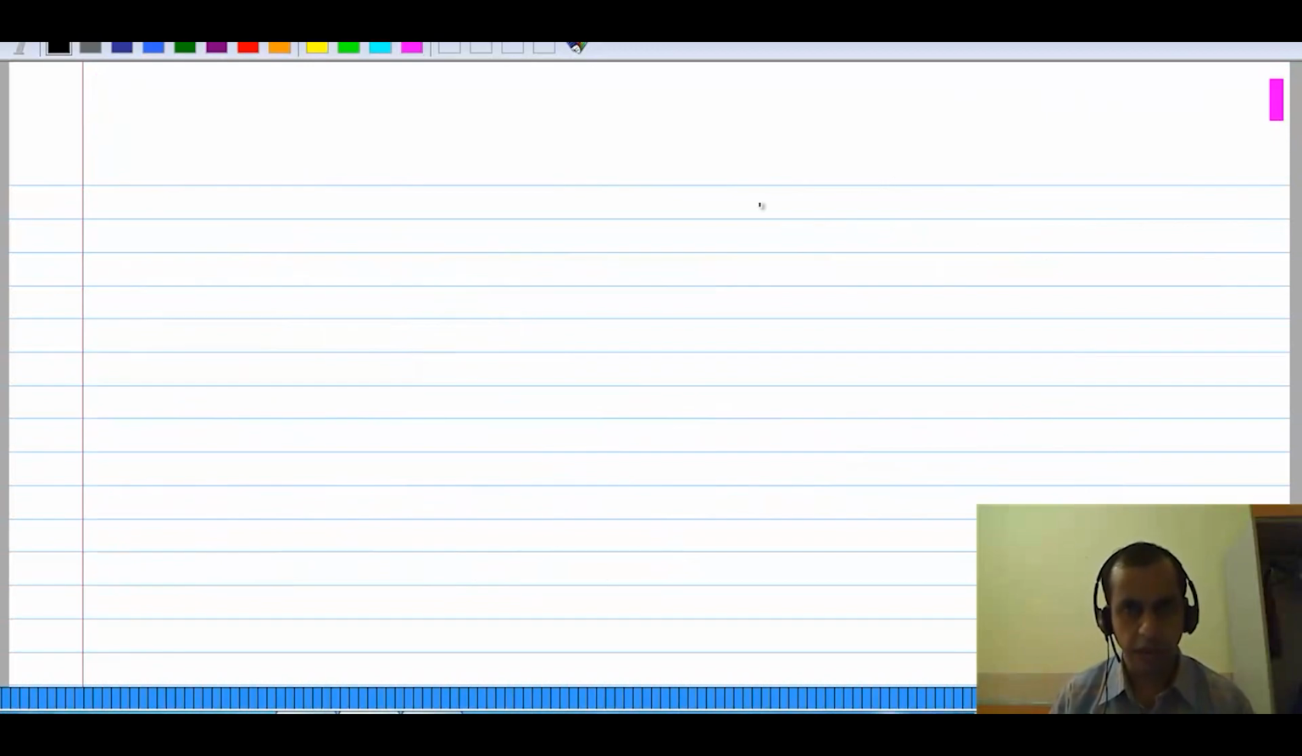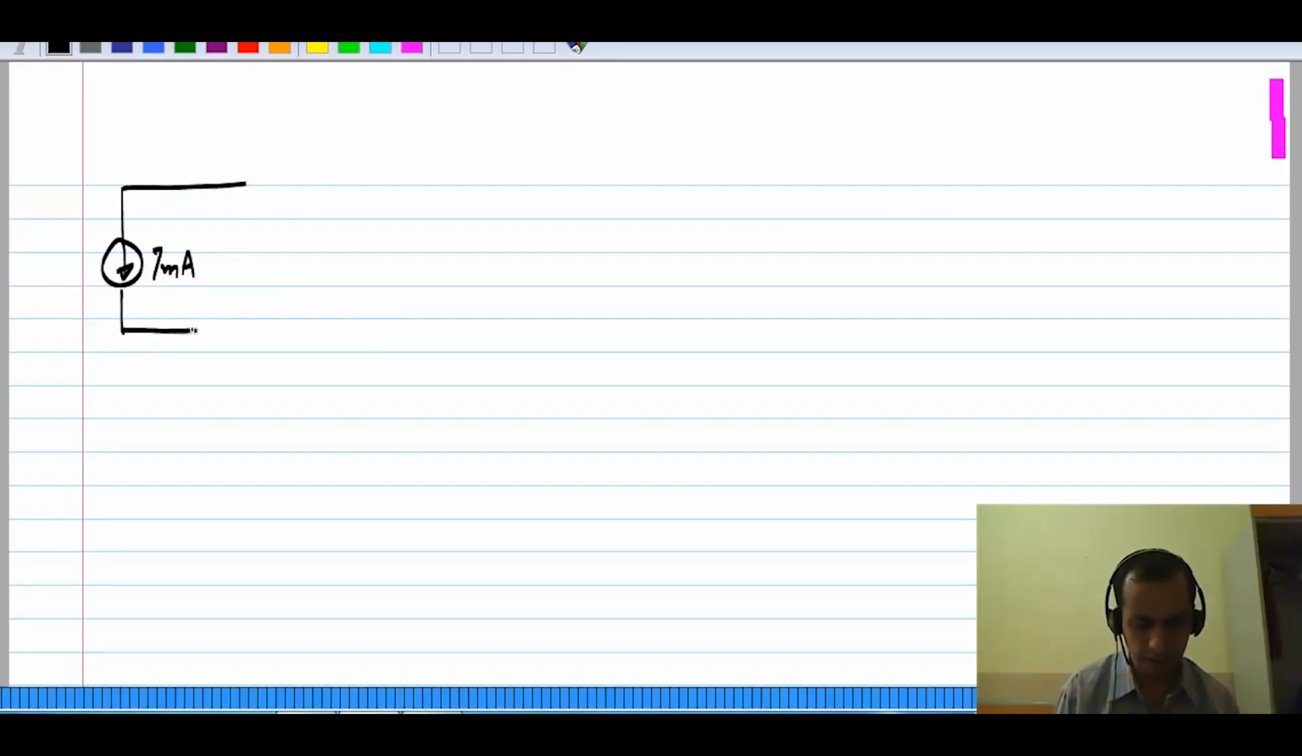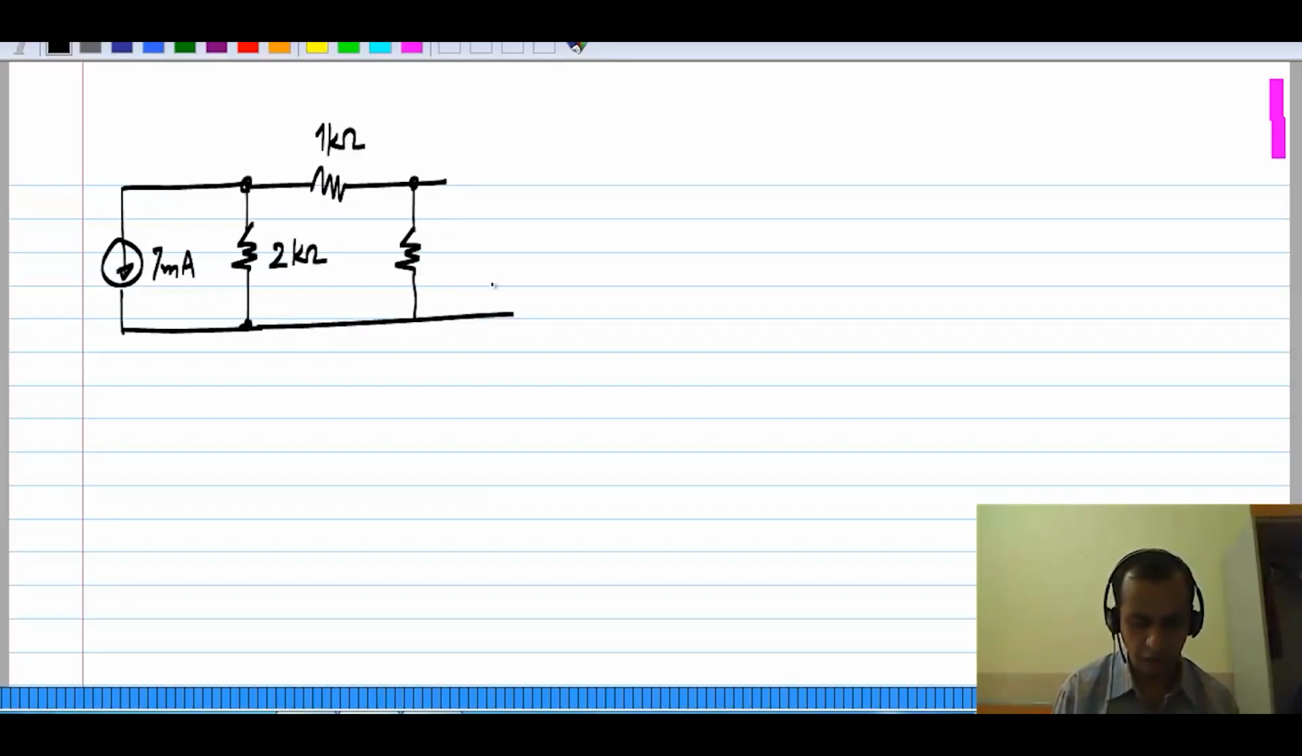Now let's do this with a numerical example. I have a 7 milliamp current source, a 2 kilo ohm resistor here, a 1 kilo ohm resistor there, a 4 kilo ohm resistor over there, and a 14 milliamp current source over there.